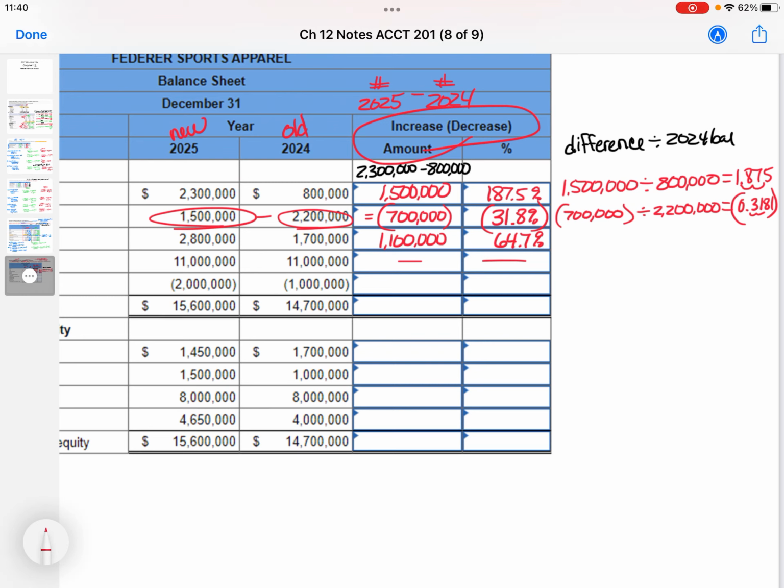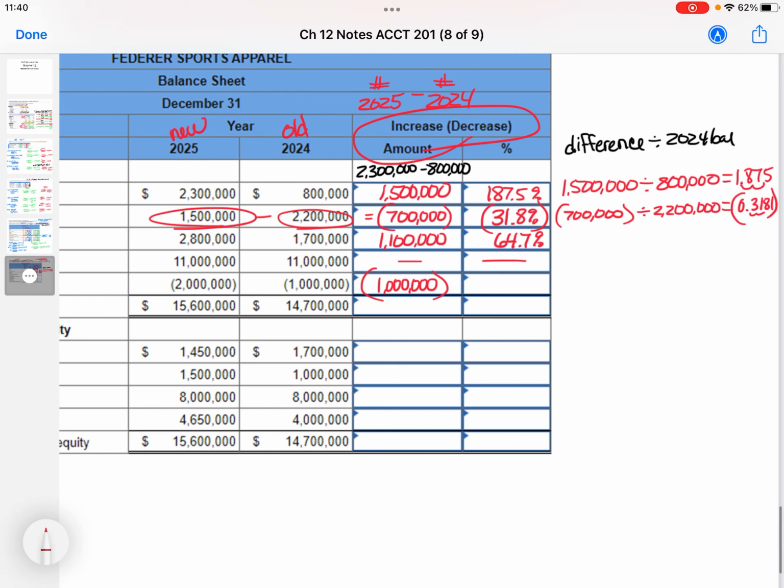Now let's talk about this one. This is accumulated depreciation. It's negative 2 million, and it was negative 1 million. What happened mathematically is that we had an additional negative 1 million. It decreased by a million. We went from 1 million negative to 2 million negative. You see how we went deeper in the hole? So we went down by a million.